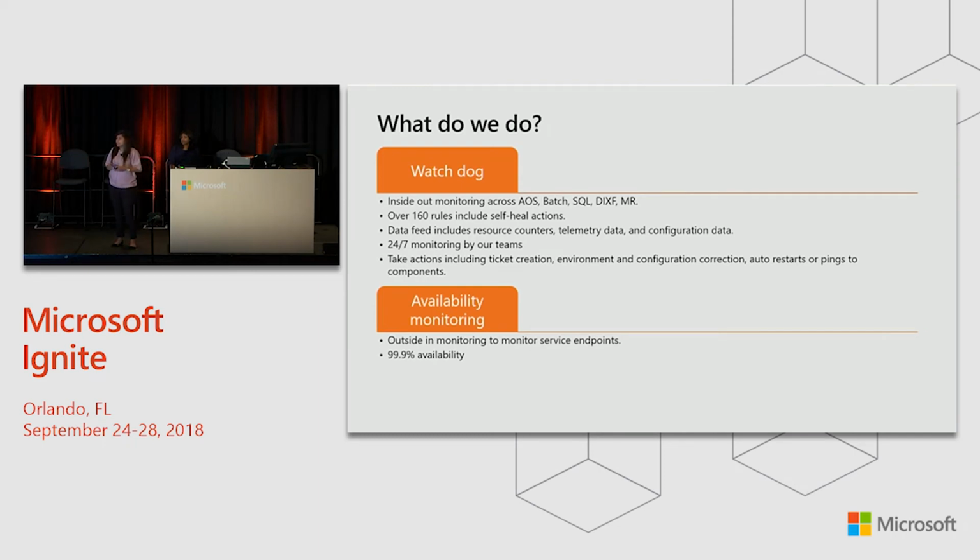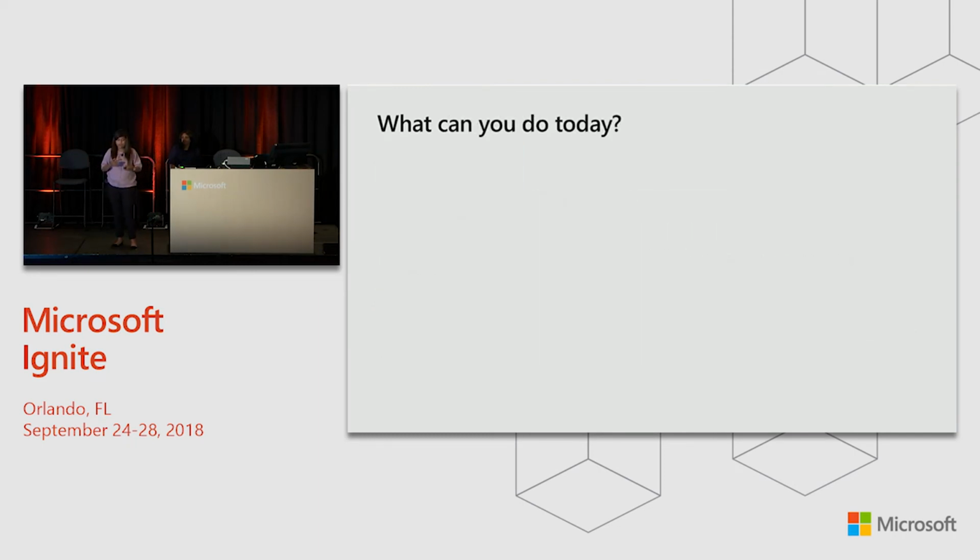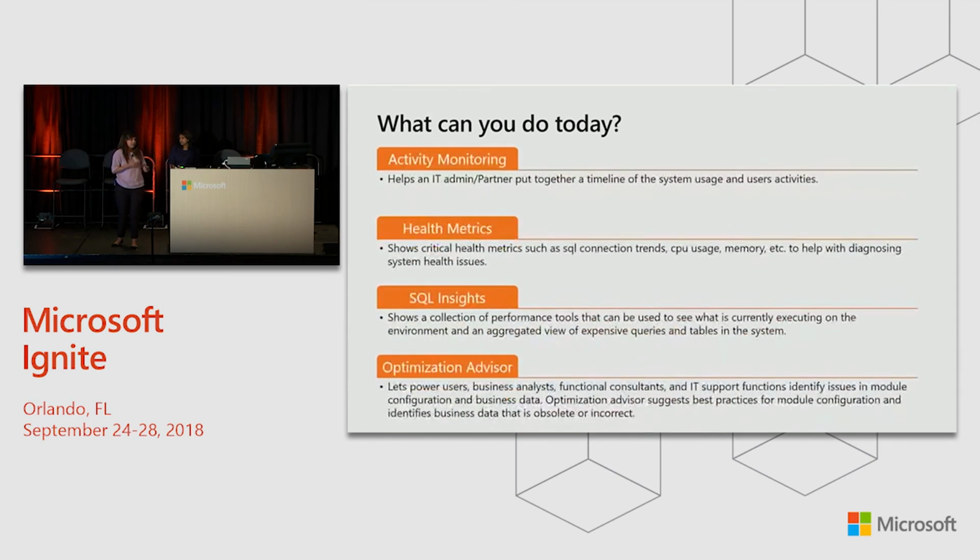So what is it that you can do today? We do have features in LCS that allow you to be self-serve, as well as diagnose issues that show up in your environments. One of them is activity monitoring. This is a tool which allows you to pull together a storyboard view of what was going on in your system at a given point in time. We have data stored in there for about 30 days retention. You can go back up to 60 minutes at a time and see what was actually going on in the environment, what users were using the system, and so on.